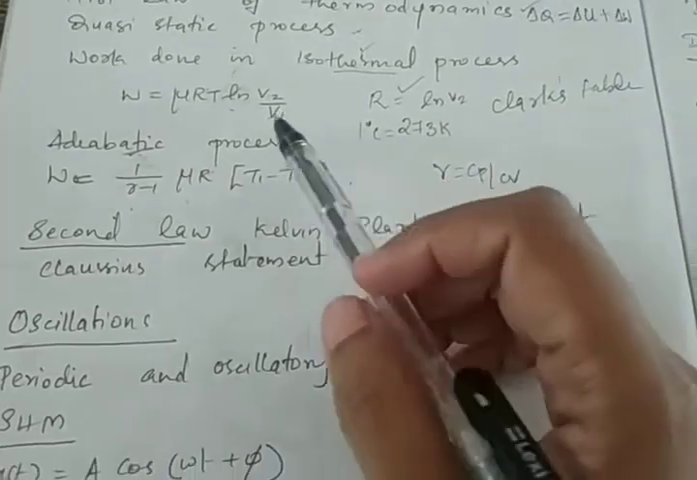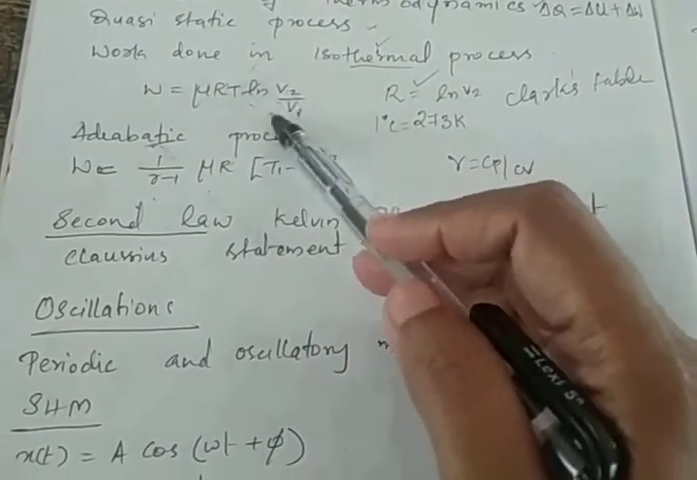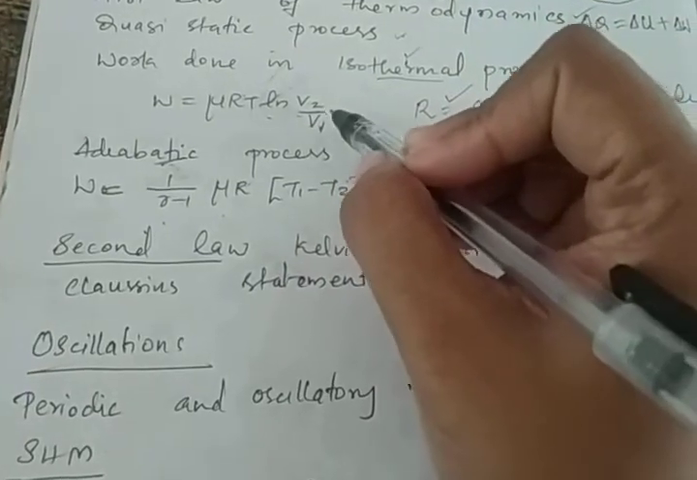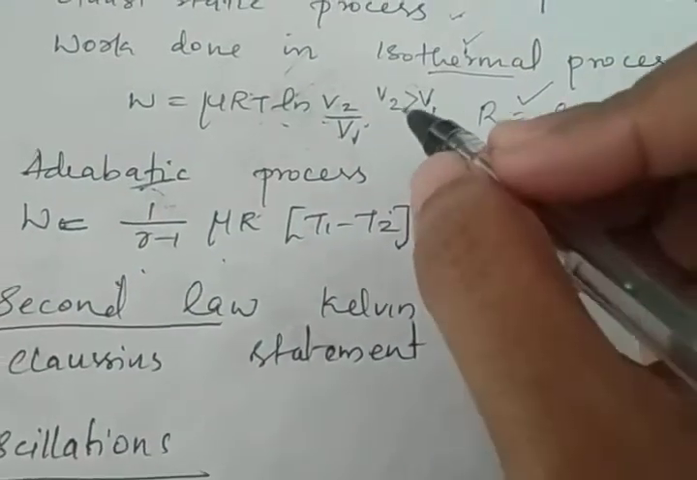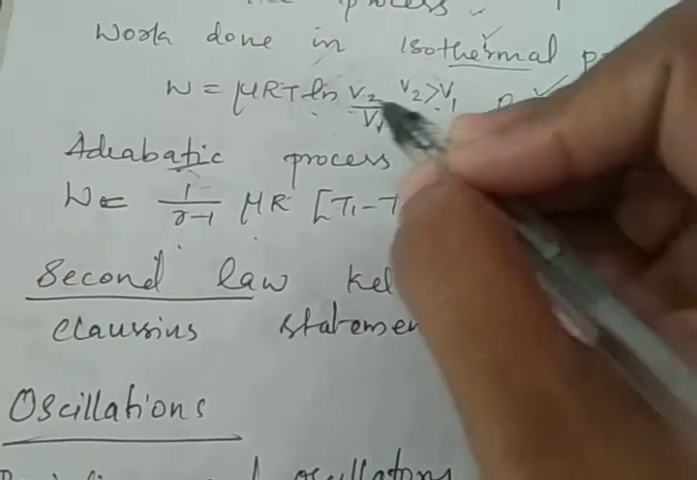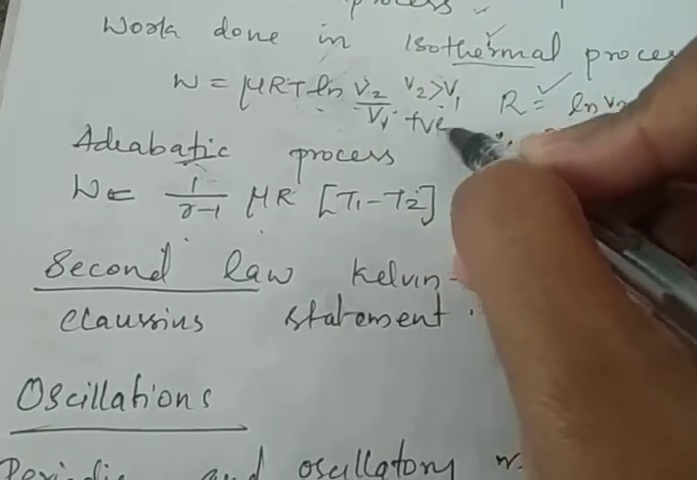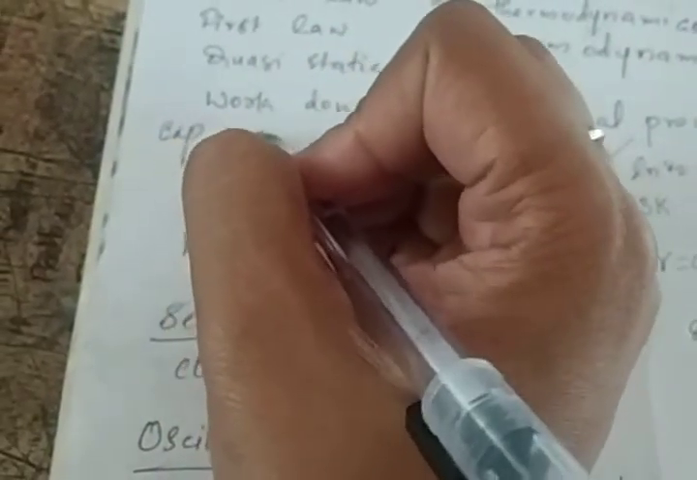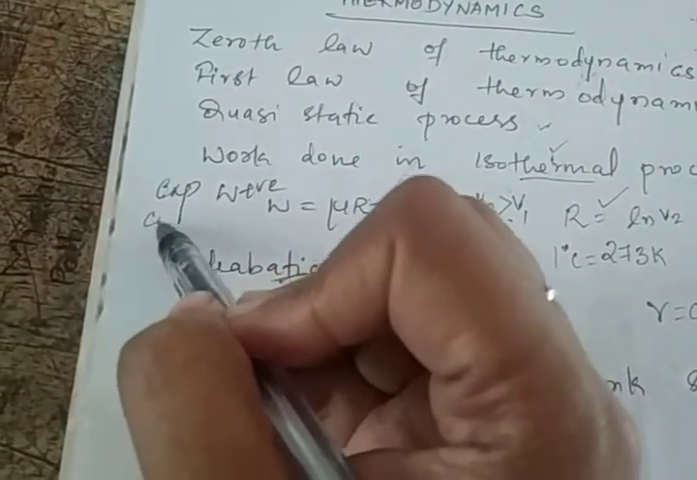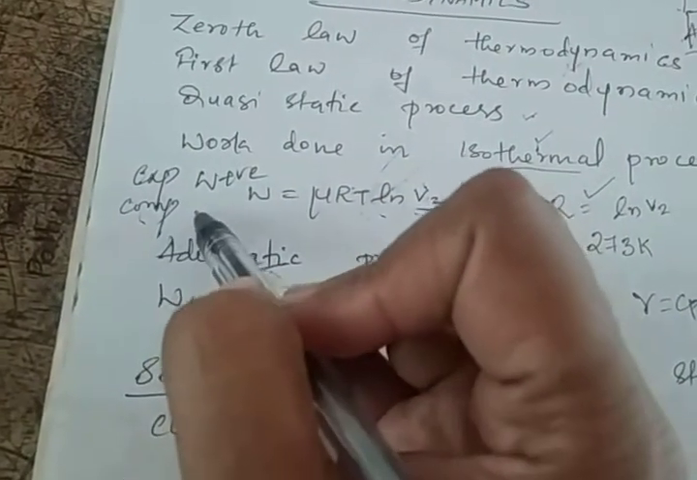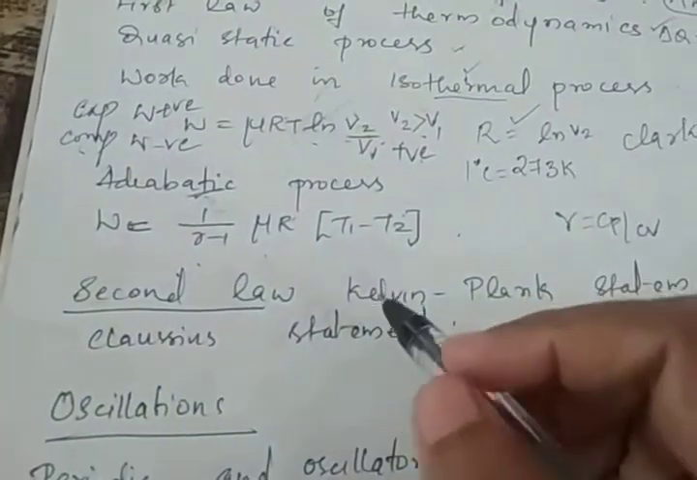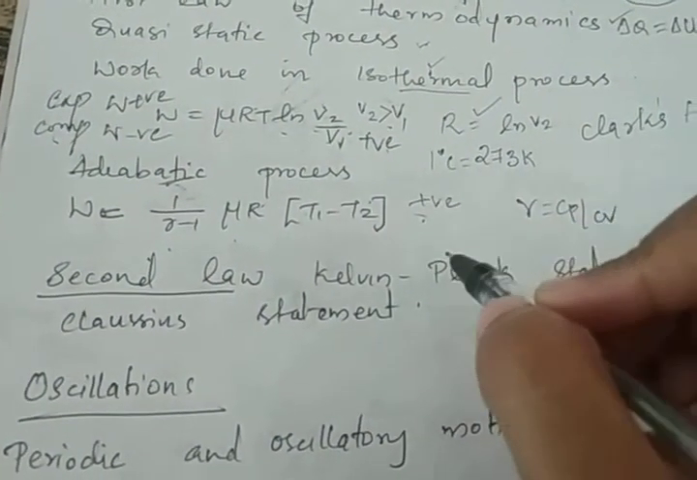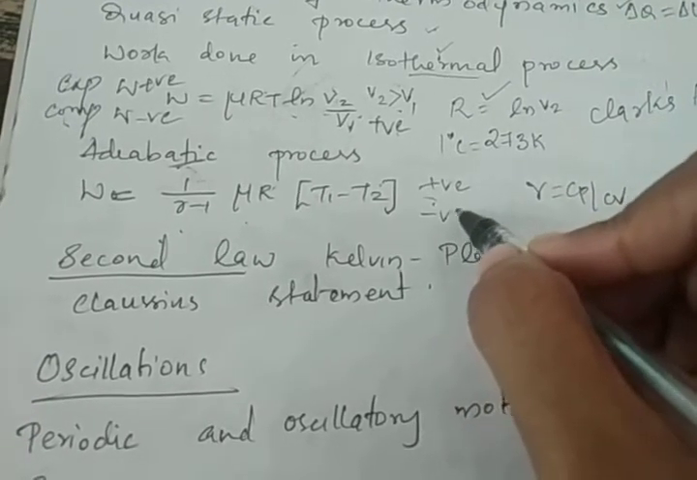Okay. And here isothermal process can be isothermal expansion or isothermal compression. So if isothermal expansion, final volume V2 will be greater than the initial volume V1. So if final volume is greater than initial volume, work done will be positive. Okay, so for an expansion process, work done will be positive. But at the same time, for a compression process, the final volume will be less than the initial volume. Work done will be negative. Similarly, for adiabatic expansion process, work done will be positive. And for adiabatic compression process, work done will be negative.